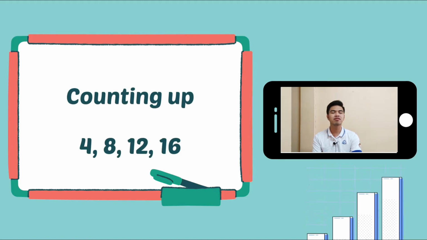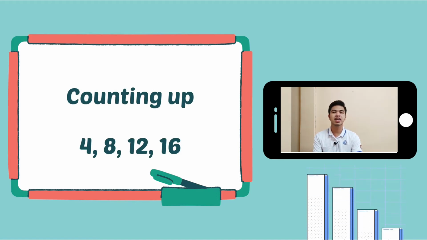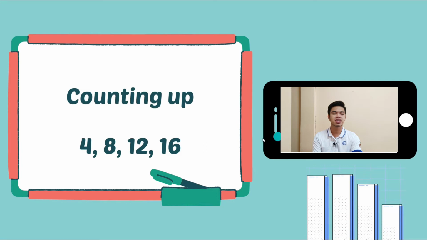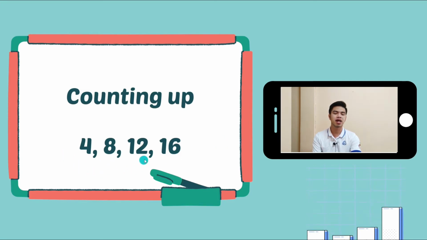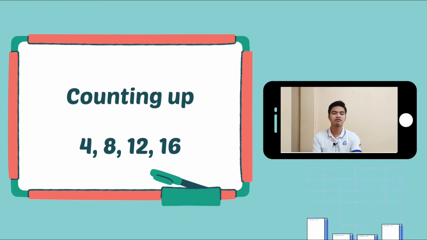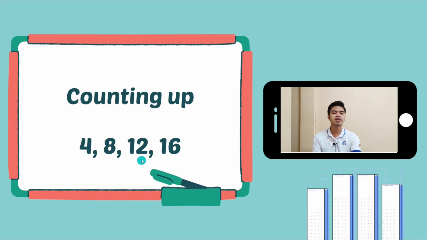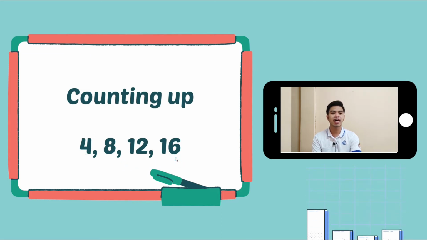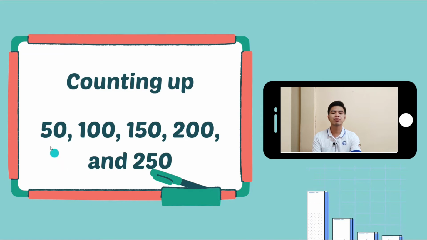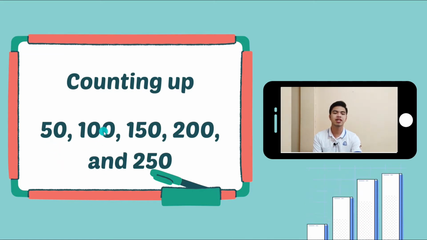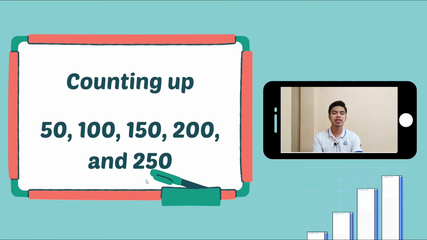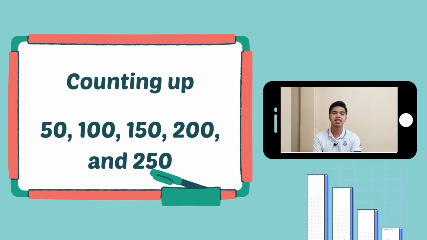When you say counting up, we will begin from the small number and then it will be increased as the pattern goes on. As we can see here, we have 4, 8, 12, 16. So this is a pattern of counting up by 4s because in every number, it increases with number 4 or we add 4 in every number. Okay, another example is we have 50, 100, 150, 200, and 250. This is a pattern of counting up by 50s, okay?